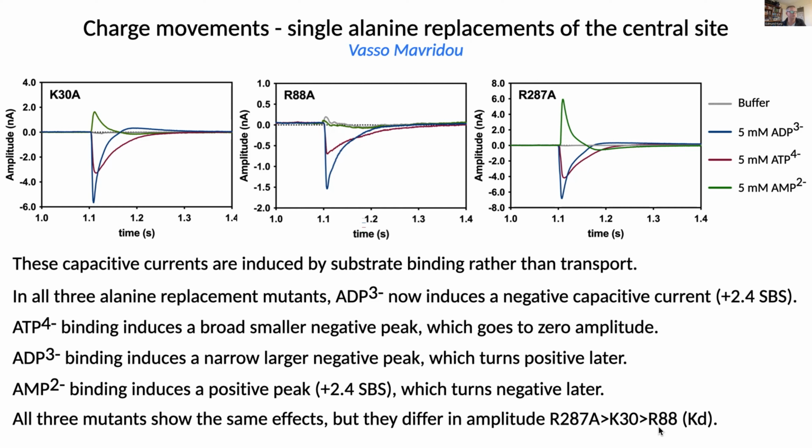and that the amplitude of the peaks decreases in a very specific manner: you get the highest amplitudes for R287, a smaller one for K30, and an even smaller one for R88. And we think this has to do with their importance in binding of the substrate. And you see that very clearly for AMP, for instance, a big peak here, smaller here, nearly all gone here. But it's also true for ADP and ATP binding. So these are generic effects on all substrates.